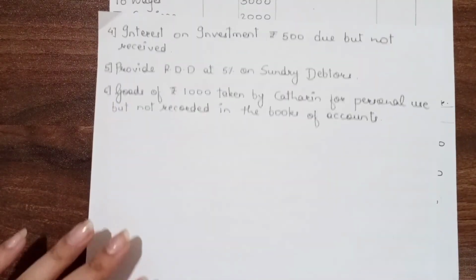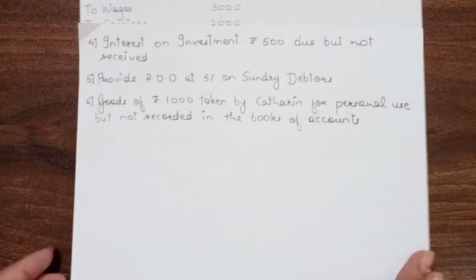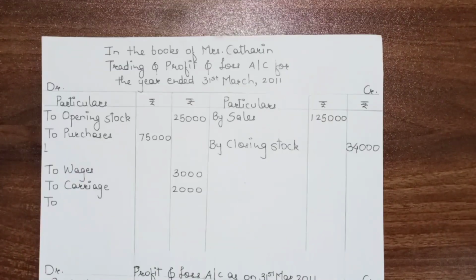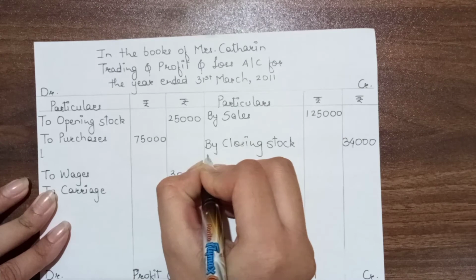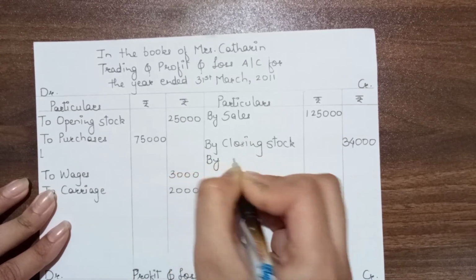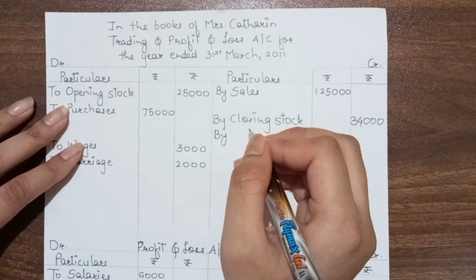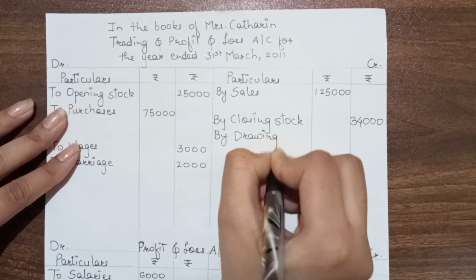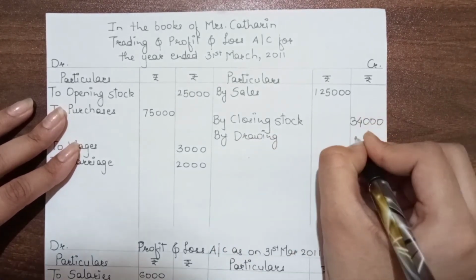So let's move on to the last adjustment. Goods of rupees 1,000 taken by Catherine for personal use but not recorded in the books of accounts. Now I've already discussed with you the two effects. This is a personal use for Mrs. Catherine, that is drawings. So the first effect, it will appear in the trading account credit side by drawing. Okay, how much is the amount? 1,000.